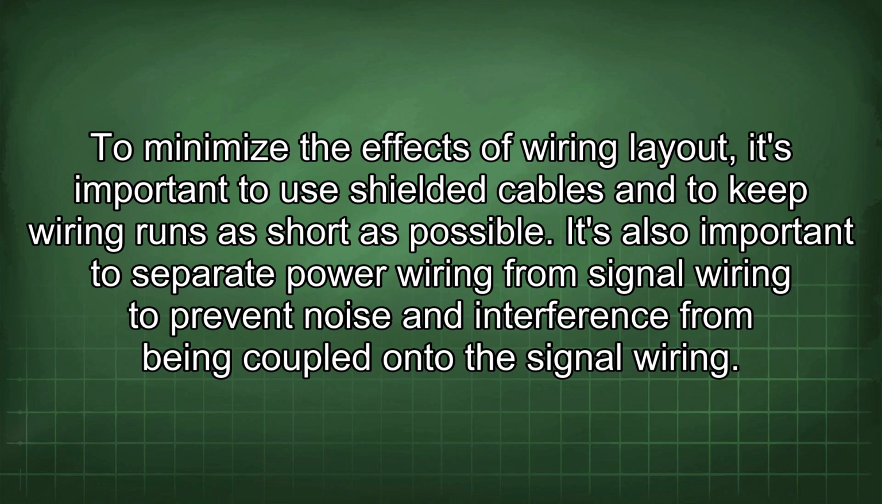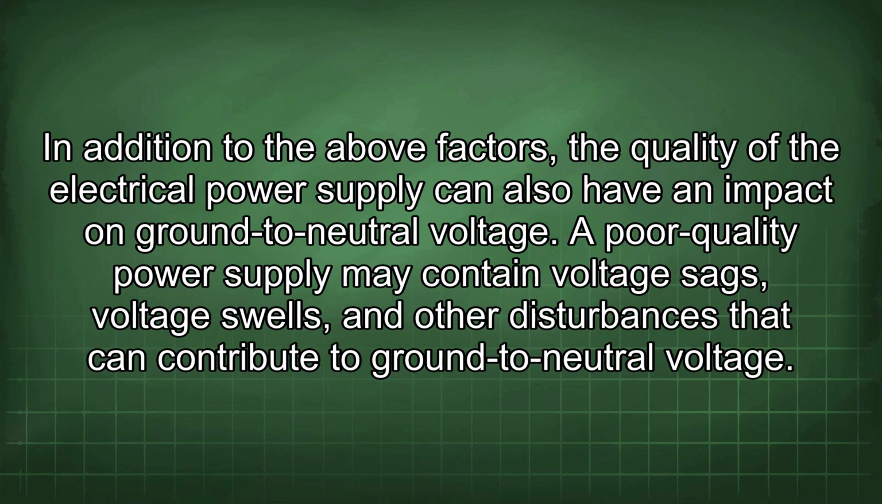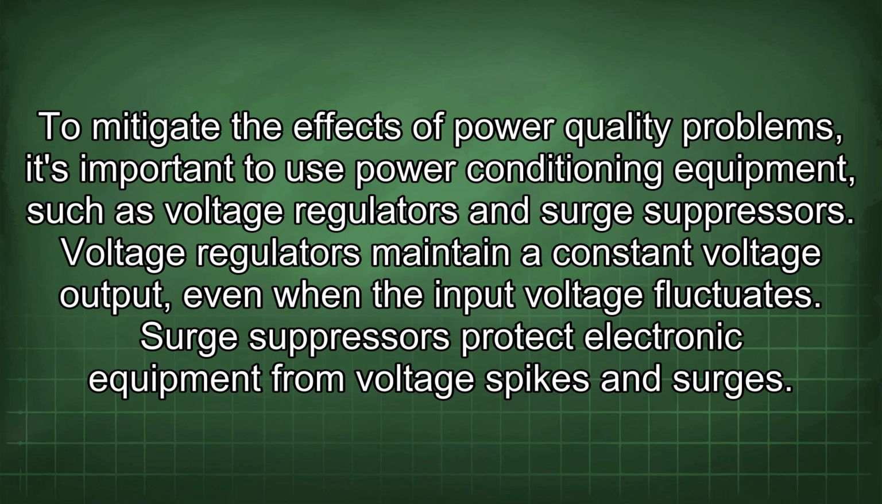It's also important to separate power wiring from signal wiring to prevent noise and interference from being coupled onto the signal wiring. In addition to the above factors, the quality of the electrical power supply can also have an impact on ground to neutral voltage. A poor quality power supply may contain voltage sags, voltage swells, and other disturbances that can contribute to ground to neutral voltage. To mitigate the effects of power quality problems, it's important to use power conditioning equipment such as voltage regulators and surge suppressors. Voltage regulators maintain a constant voltage output even when the input voltage fluctuates. Surge suppressors protect electronic equipment from voltage spikes and surges.